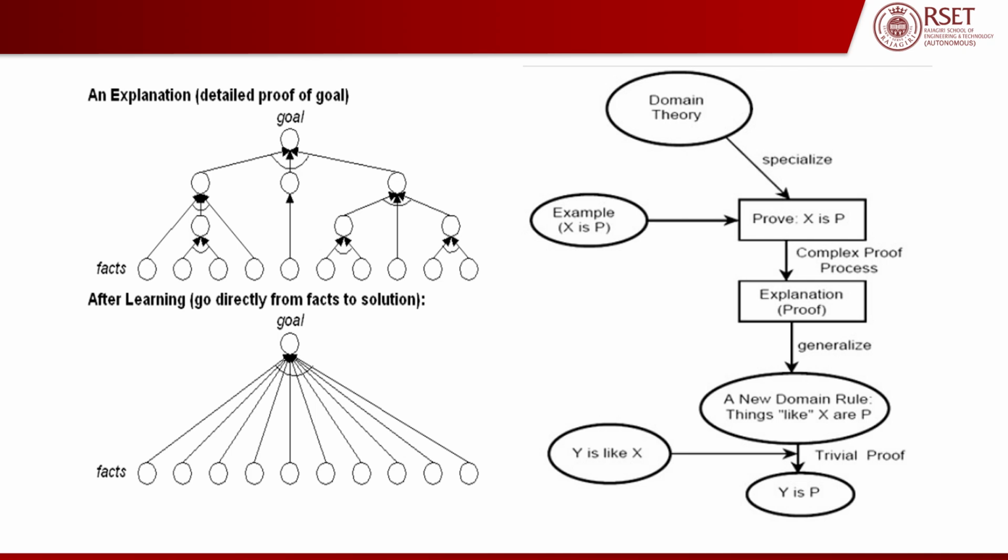Likewise, explanation-based learning transforms deep understanding of one example into a general rule that simplifies future reasoning. That is, we will have a domain theory, and based on that domain theory, we will try to prove something with the help of reasoning. The output will be an explanation or generalized form.